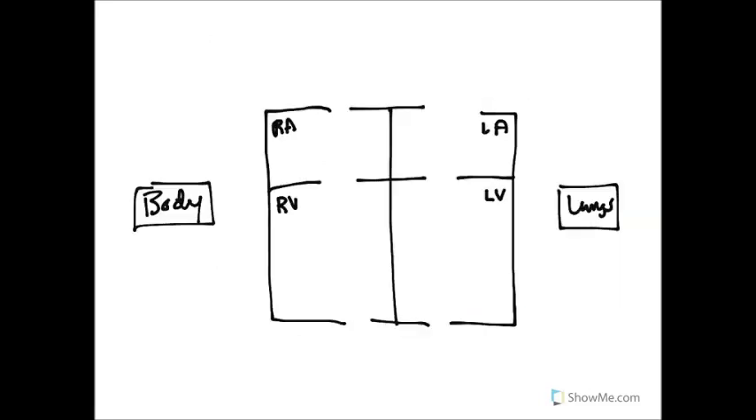So let's take a look at these valves. So reminder that we have valves located between the atria and the ventricles called the atrioventricular valves. The one between the right atrium and the right ventricle is sometimes called the tricuspid valve, right? And between the left atrium and left ventricle, we have the bicuspid valve or mitral valve.